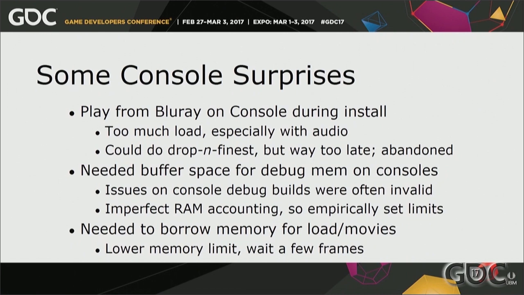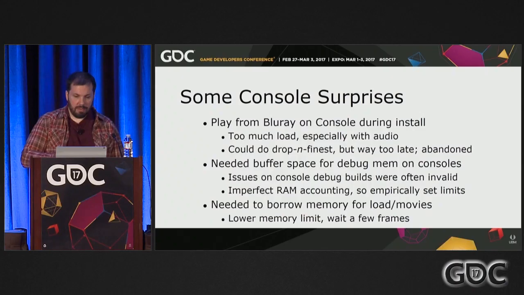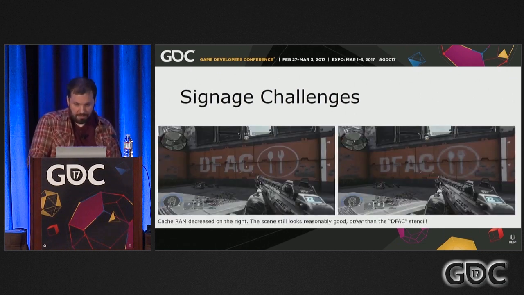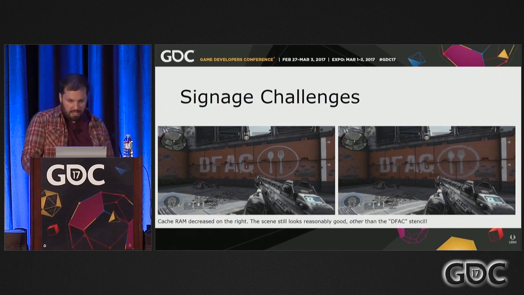On console, at some point we decided maybe we were going to try to make it so that you could play the game while you were installing it, but that was just way too much bandwidth to expect out of the optical drive, so we ended up abandoning that. And of course the buffers needing the space for development, like I mentioned. And we also borrow memory for loading. We borrow memory for movie playback too, so behind the scenes it's dynamically changing the buffer, and that's fine. So where does this break down when you start to talk about having less buffer memory?